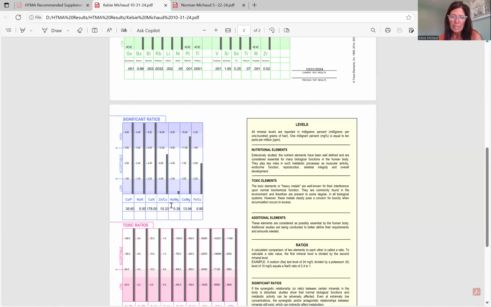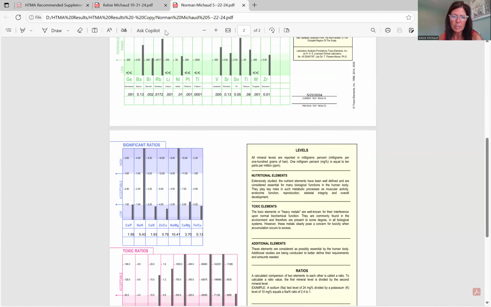So my zinc to copper here, this tells us our infection type ratio. So this is like, do you tend towards more viral infections or bacterial infections? And let's see, my husband's is really low. Yeah, because it's just burning through everything too quickly.